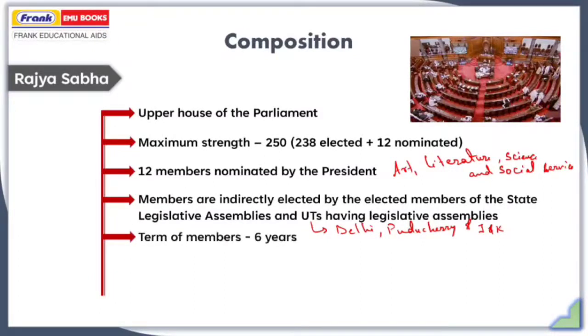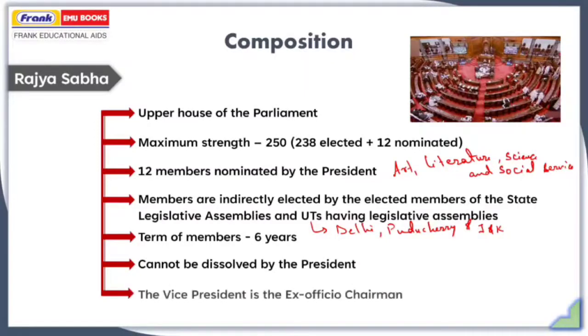The term of members is 6 years. And you must keep in mind that Rajya Sabha is a non-dissolving house. It cannot be dissolved by the President of India, unlike Lok Sabha. The Vice President of India is the ex-officio chairman of the Rajya Sabha.